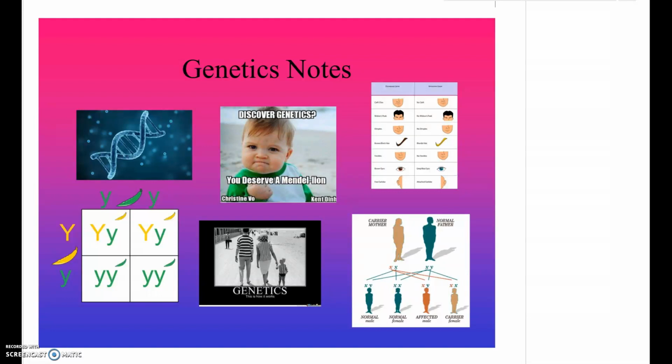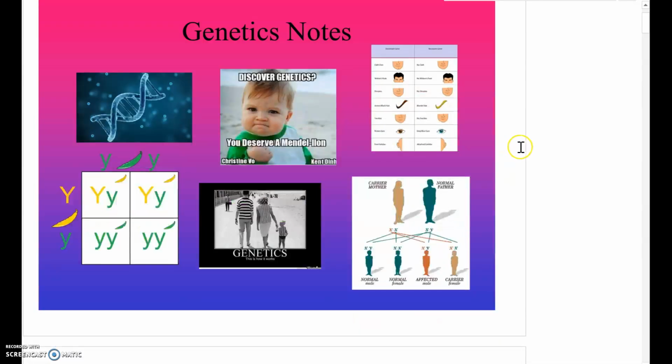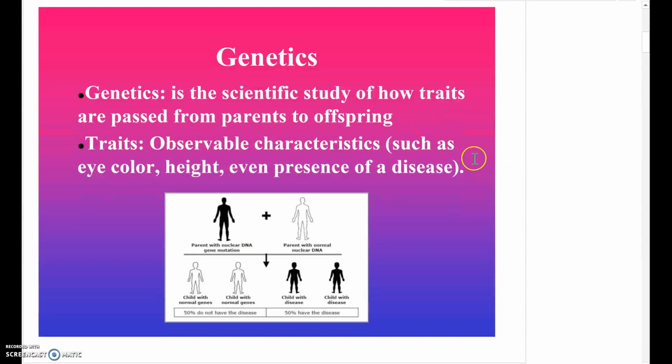So this is about genetics, and we're going to get into what genetics is. Genetics is the scientific study of how traits are passed from parents to offspring. And traits are any sort of observable characteristic. So this could be something like your eye color or your height, but it could also be things like whether you have a disease or not, or how well your cells function to do certain things. If at any point you need to pause the video to write in your notes, you should do so.